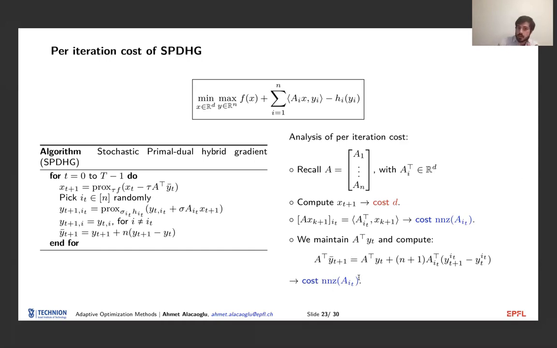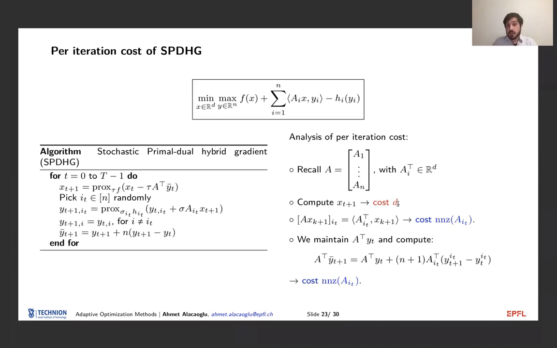So the cost here will be dominated by the cost of computing the full primal iterate, which depends on the primal dimension. And the question here is, can we get around it? The only part that is costly here is this. Can we make all the operations have a cost of the non-zeros of the selected row?